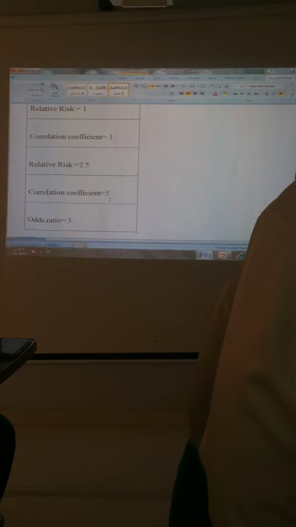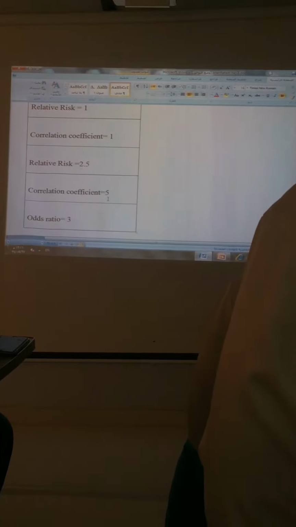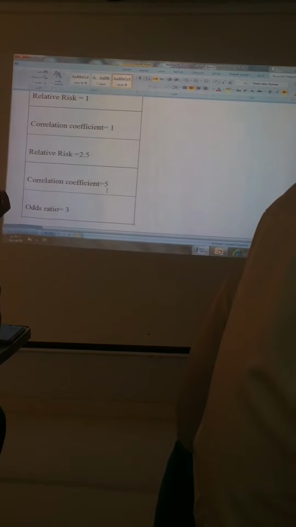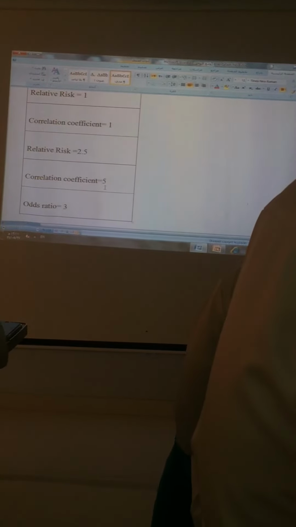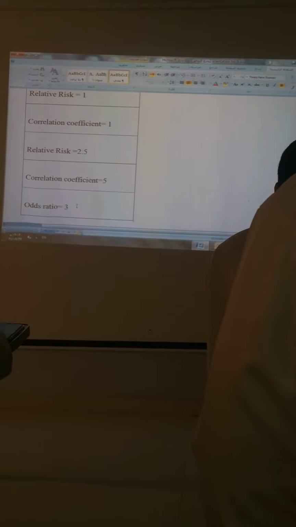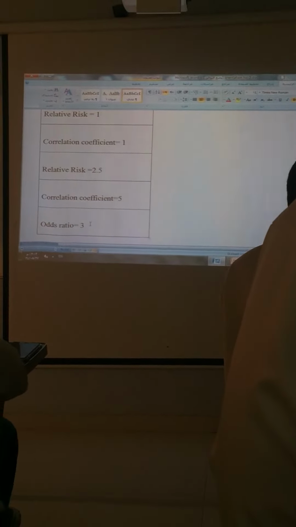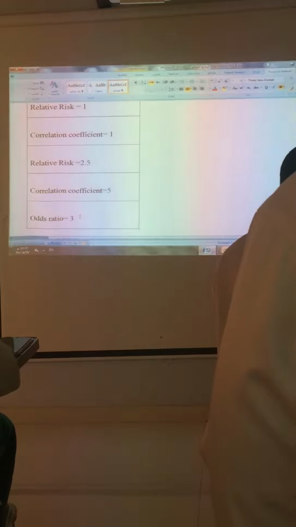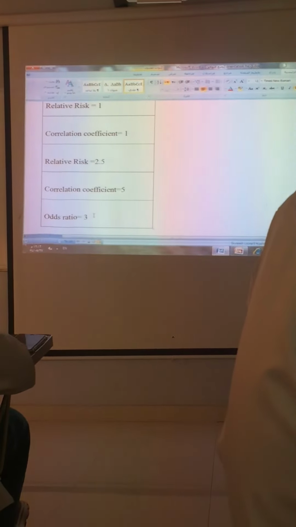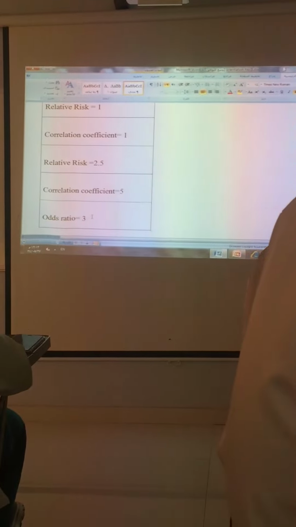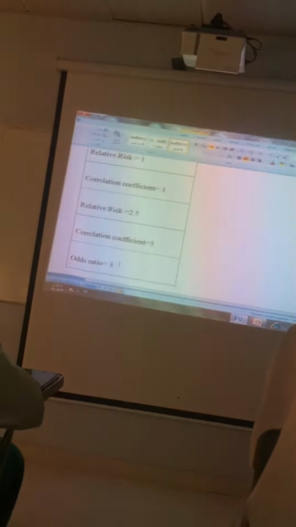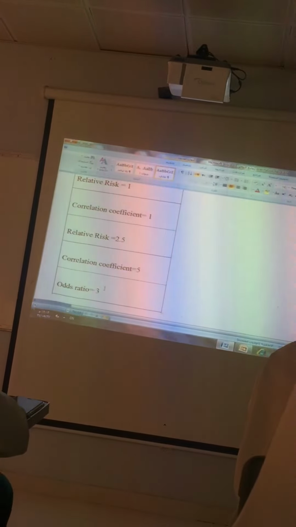The correlation coefficient 5, what will it be? Wrong calculation. Odds ratio 3. It's good, more risk. Not only more risk, it will not fetch you marks. It tells us there is more association, that the risk of development is threefold. Threefold risk, not three times. Three times or threefold.